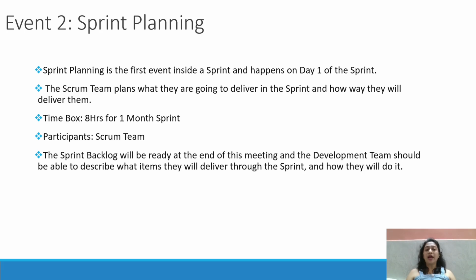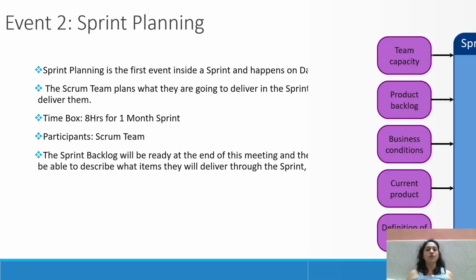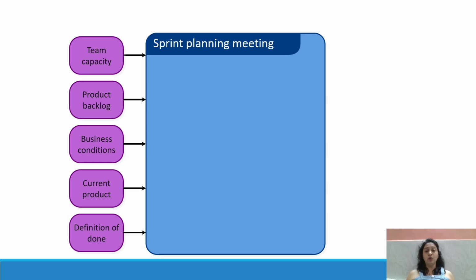The scrum team plans what they are going to deliver in the sprint and how they will deliver it. Time box event: it's 8 hours for a 1 month sprint. Participants: the Scrum team. The sprint backlog will be ready at the end of this meeting, and the development team will be able to describe what items they will deliver in this particular sprint, and how they will do it. They explain everything in this sprint planning meeting so that everyone will know what is going to happen.